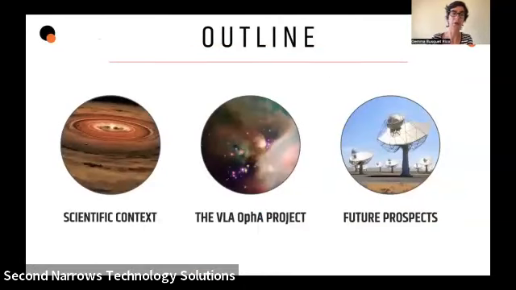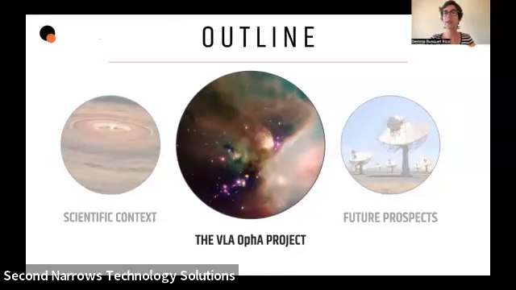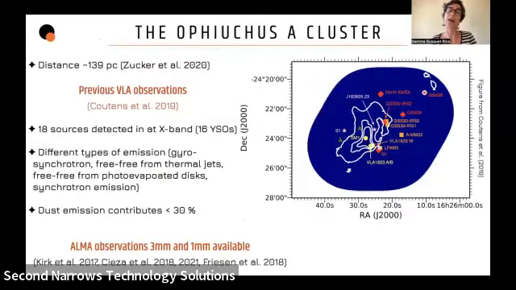I will now introduce you to the VLA Ophiuchus A project, and this is a cluster. This is one of the closest and densest clusters that hosts several objects in different evolutionary stages, from class 0 to more evolved class 2 and class 3 young stellar objects. There are previous VLA observations at 3.6 centimeters that detected 16 young stellar objects. The nature of this emission could not be disentangled, however, because of the lack of multi-wavelength observations.